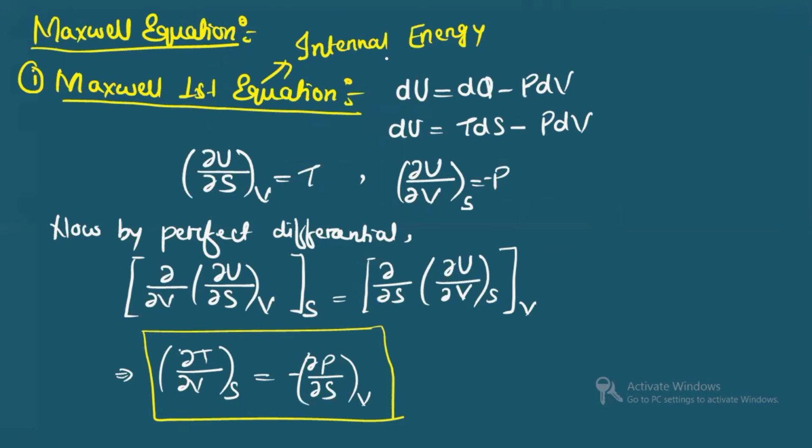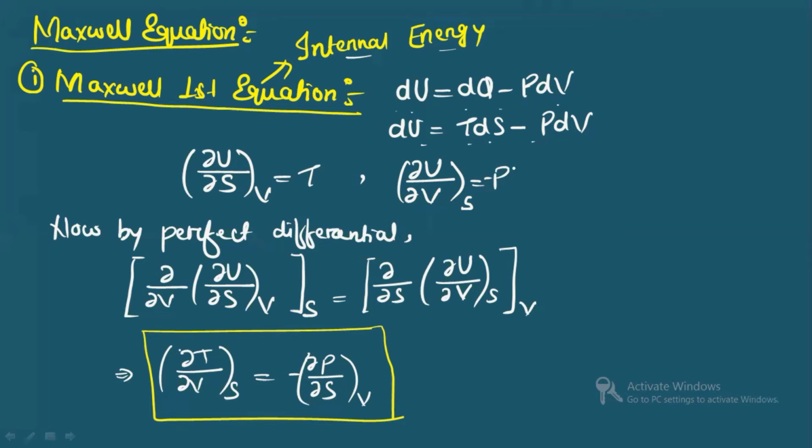So for the first Maxwell equation, we will use the internal energy. We know internal energy is written as dU equals dQ minus PdV. Right. Now you see, dQ can be written as what? TdS. So dU equals TdS minus PdV. So from here you can write the temperature equals del U by del S at constant volume, and pressure equals minus del U by del V at constant entropy.